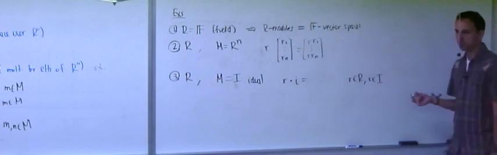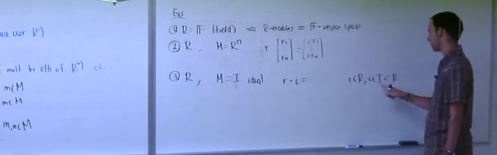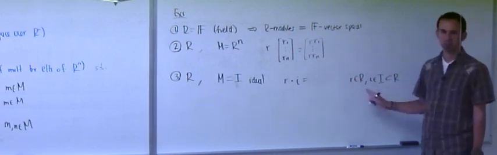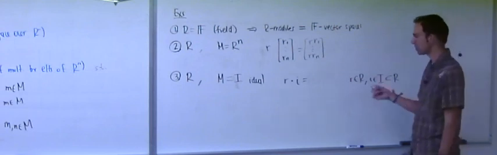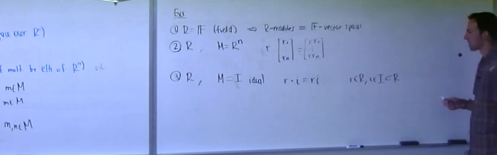How are you going to multiply them? Well, again, you don't really have a choice because your ideal is a subset of your ring, and you already have a multiplication defined there. And so it just makes sense. It's kind of an empty equation, right?